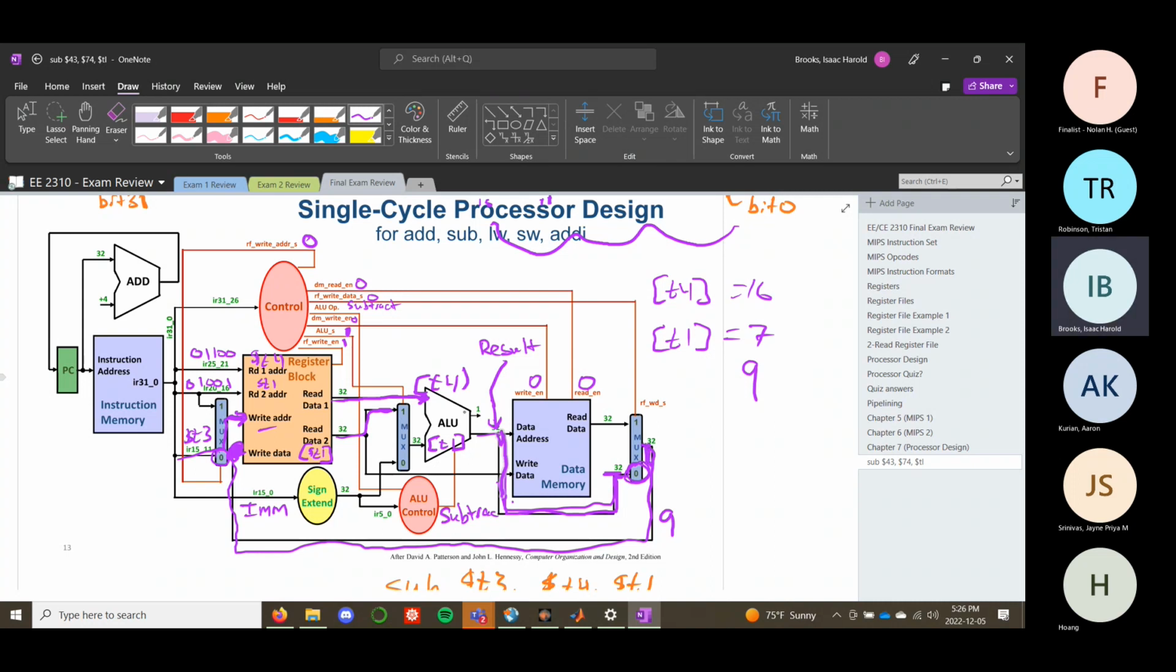If it was a different type of instruction, like an add immediate, then this immediate would have been important. So we would want to pass that immediate through to the ALU.